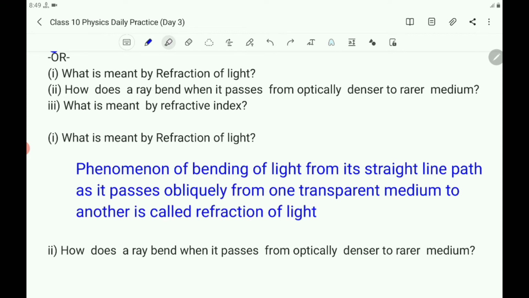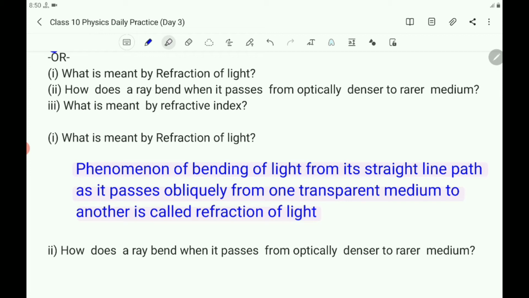What is that? Phenomenon of bending of light from its straight line path as it passes obliquely from one transparent medium to another is called refraction of light. So you write that: phenomenon of bending of light from its straight line path as it passes obliquely from one transparent medium to another is called refraction of light.